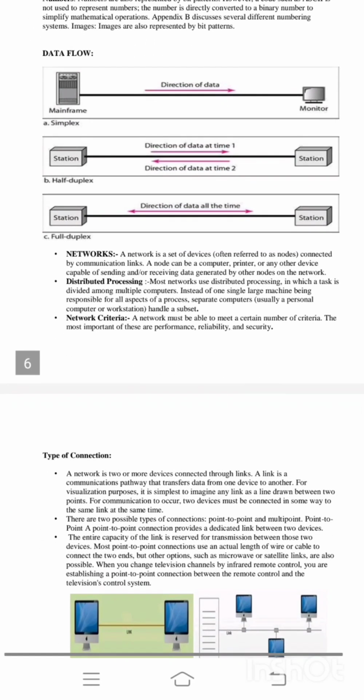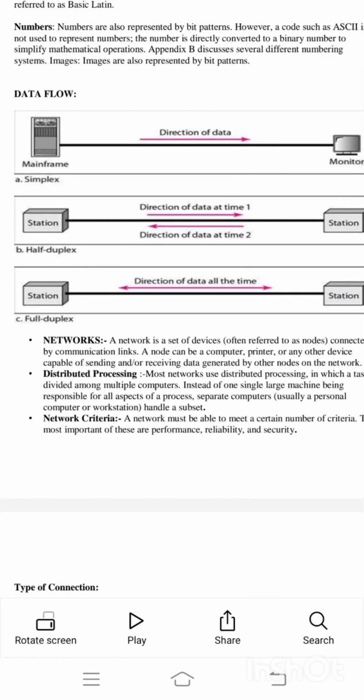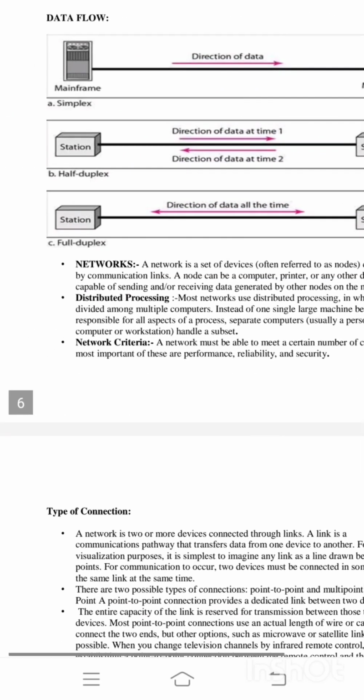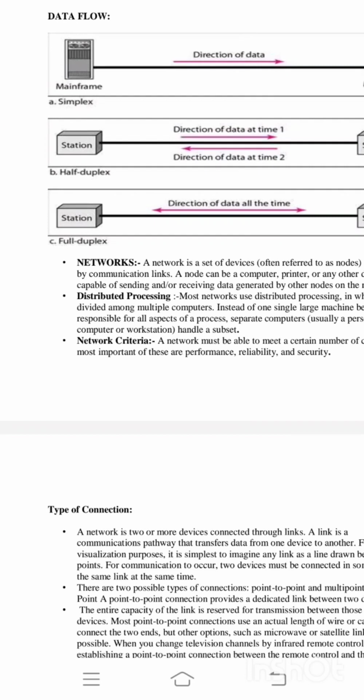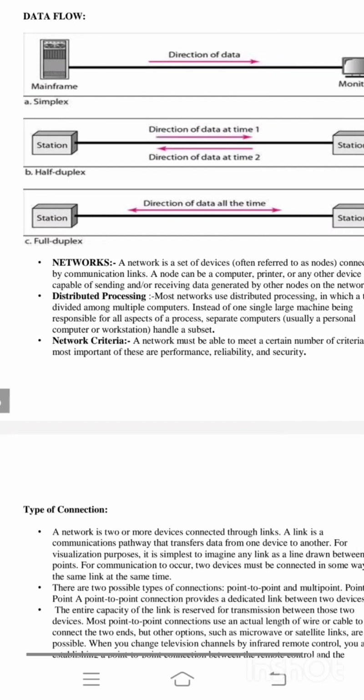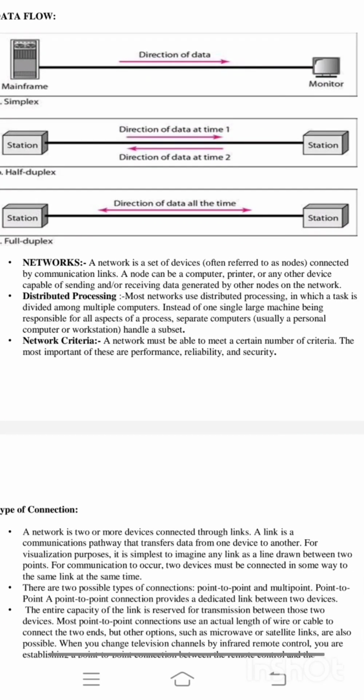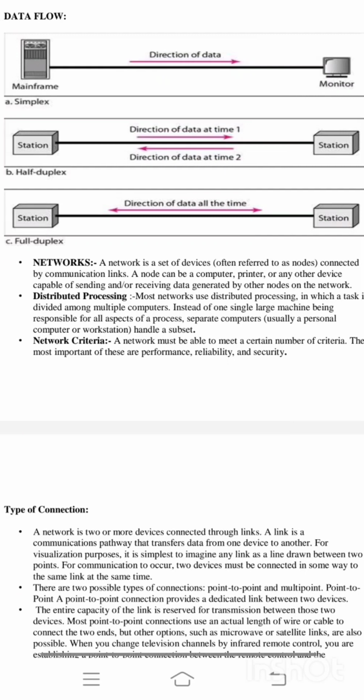Here the data flow: mainframe, the direction of data, and monitor. Data is transported from the mainframe to the monitor in the direction of data. Next, data flow has three types: simplex, half duplex, and full duplex. Half duplex is where the direction of data is one way at one time and at another time the direction is opposite. It can transport the information from station to station.